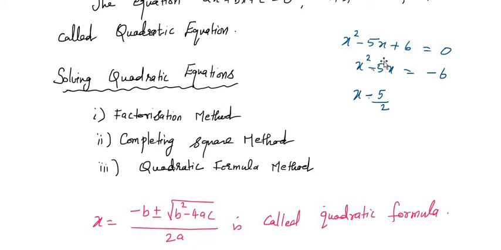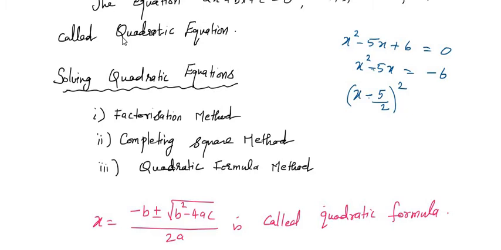Therefore, whatever the number here, we have 5 by 2. If I have 10 by 2, 10 by 2 is what? It is divisible by 2, therefore divide and write. Since 5 is not divisible by 2, write as it is. x minus 5 by 2 the whole square. Remember, x minus 5 by 2 the whole square.